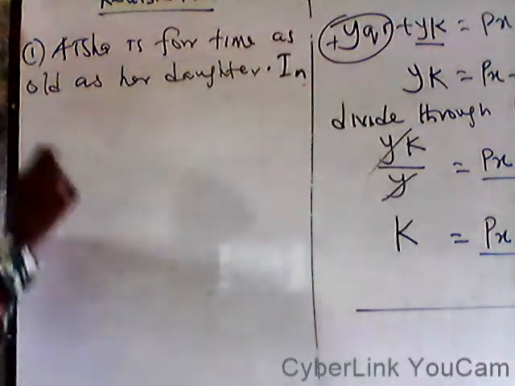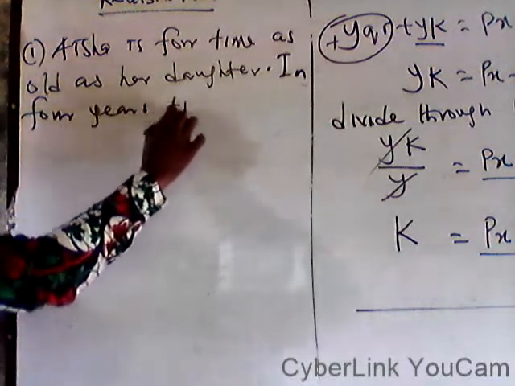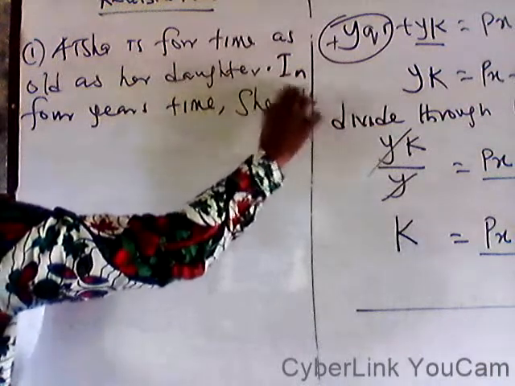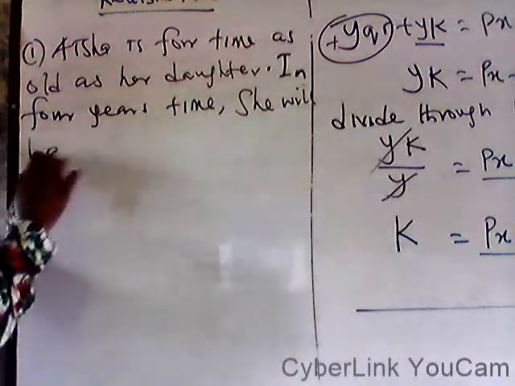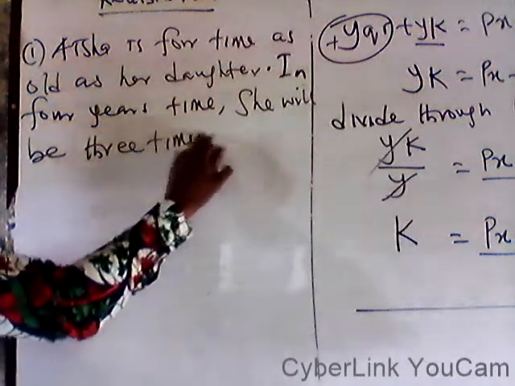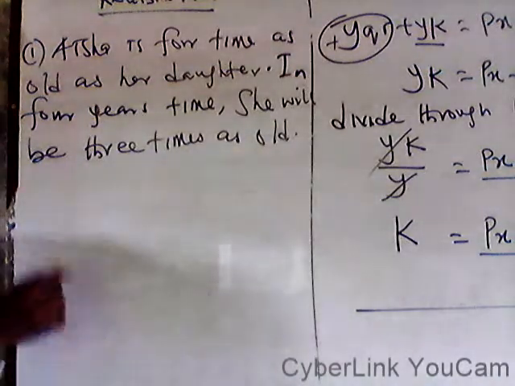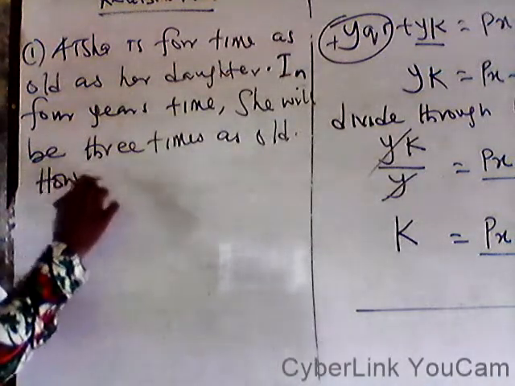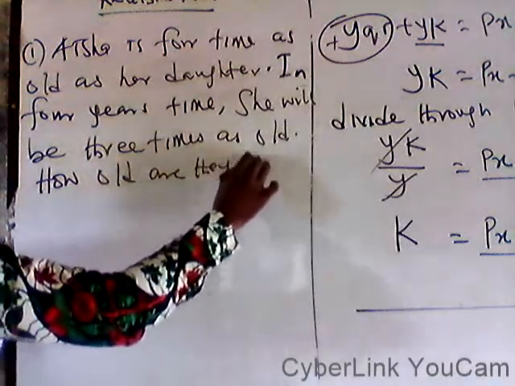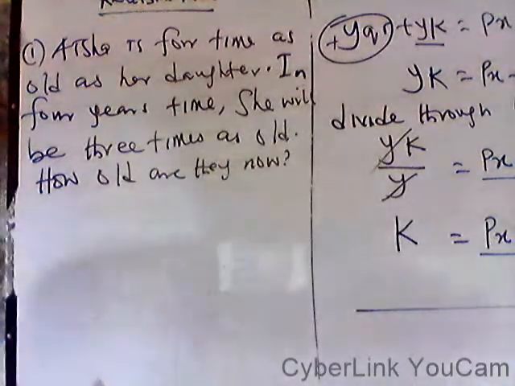And in 4 years time, she will be 3 times as old. And the question is, how old are they now? The two of them. How old are they now? That's the question I will have to find. So how do you solve this?